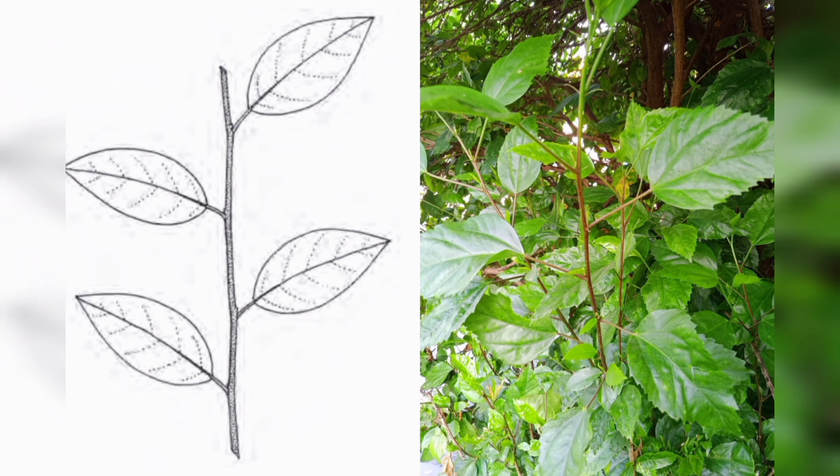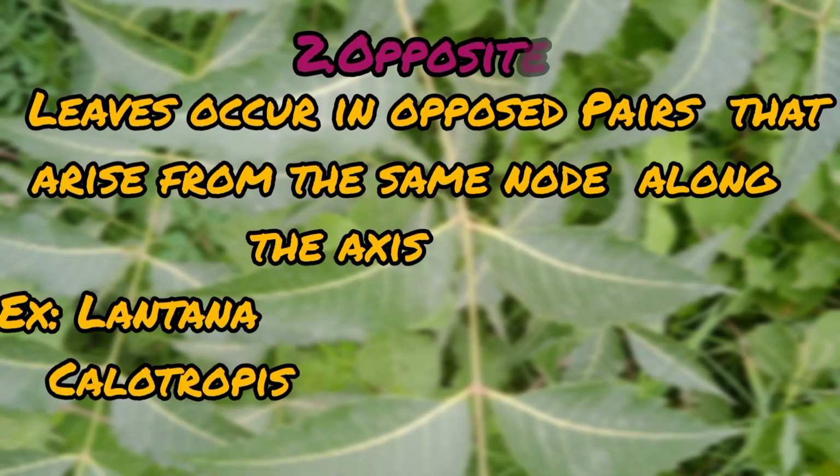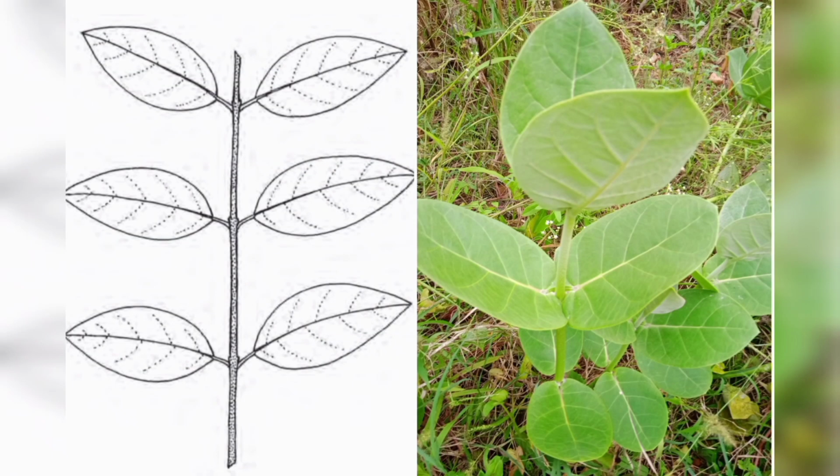leaf per each node. Another type of phyllotaxy is opposite. In this, leaves occur in opposite ways that arise from the same node along the axis. Examples for this are Lantana, Calotropis. In this image, we can see how leaves are arranged in opposite pairs.